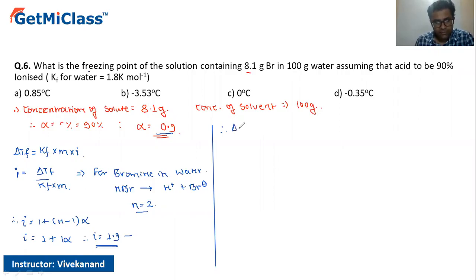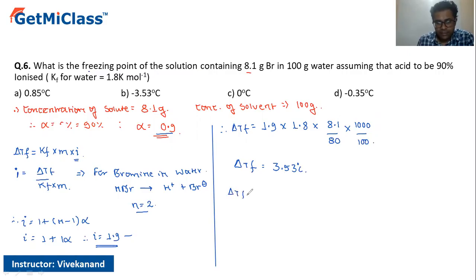So delta Tf is equal to 1.9, right? So 1.9 into Kf for water, given as 1.8, into m, molality. Now let's open the molality. So therefore it is going to be 8.1 divided by 80 into 1000 divided by 100 grams, right? So when we solve this, we get the value of delta Tf as 3.53 degrees Celsius.